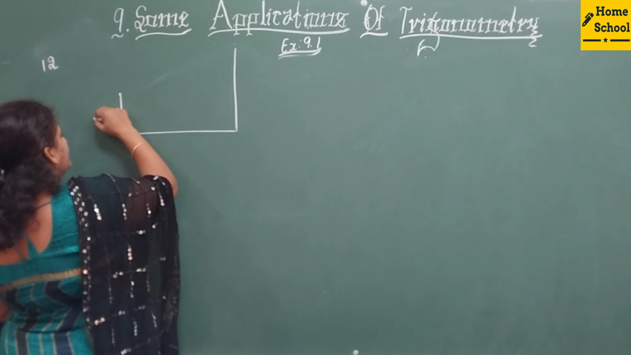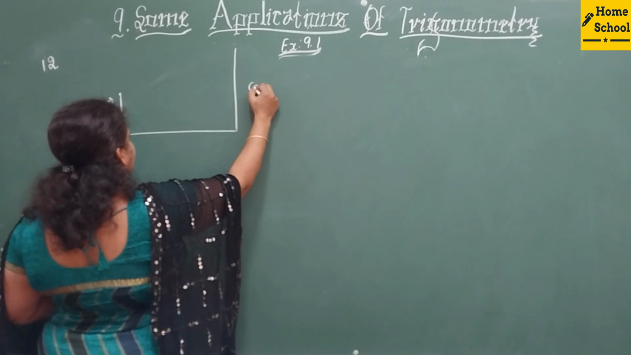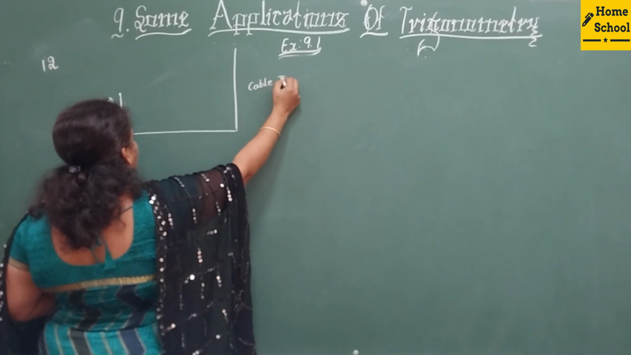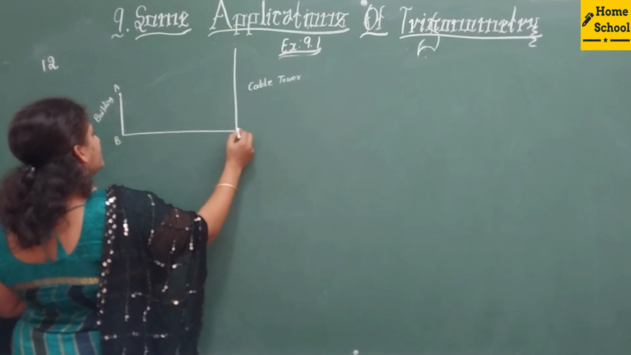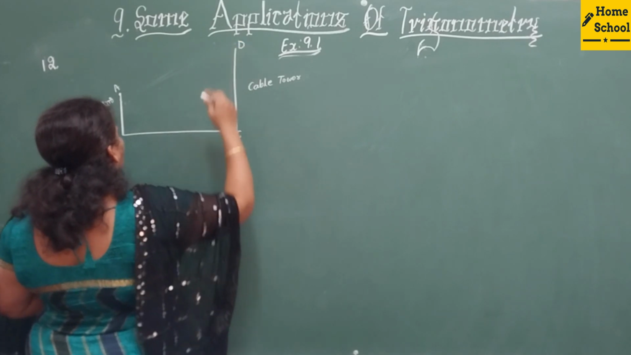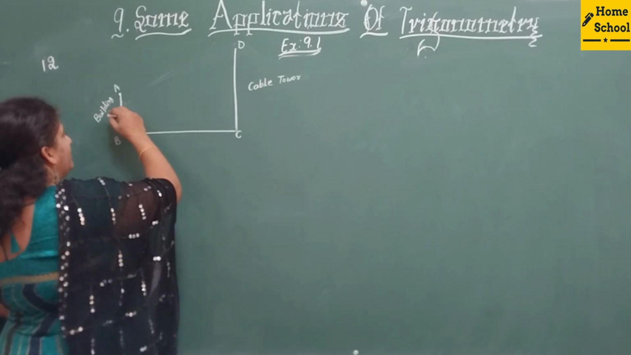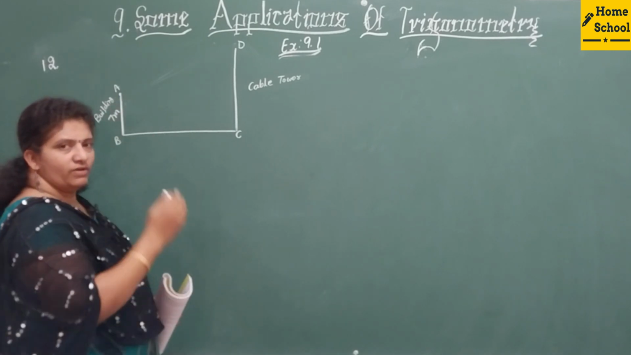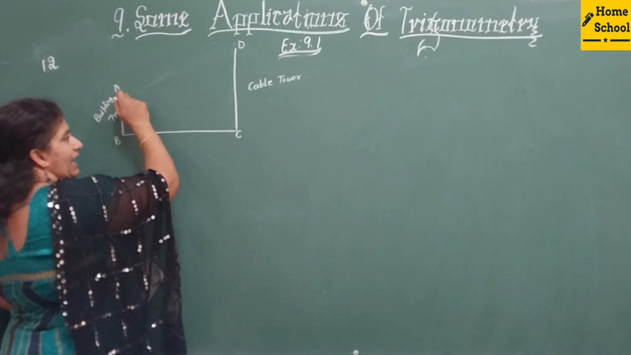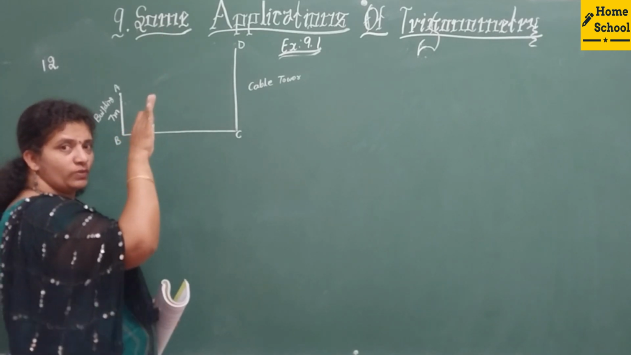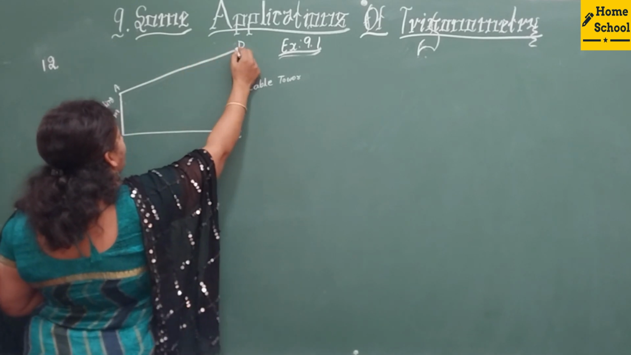So this is the building and this is the cable tower. Mark letters A, B, C, D. Any letter of your choice you can mark, children, don't worry. The top of a 7 meter high building. What is the height of the building? 7 meters. From the top of the building, the angle of elevation means towards upward, right? The angle of elevation to the top of the tower.